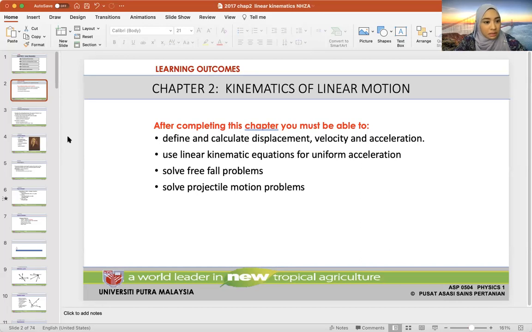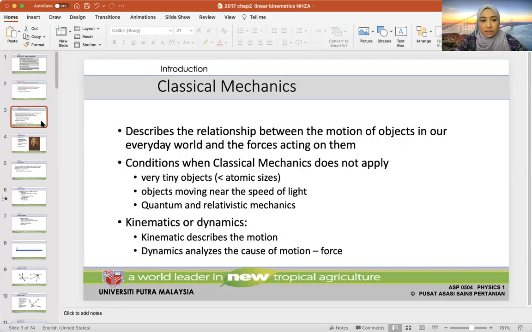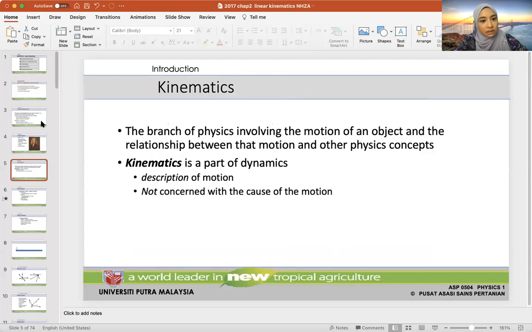All right, so let's skip this one. Skip Newton. Kinematics. Okay, so what exactly is kinematics? Kinematics is describing a motion, or the description of a motion.